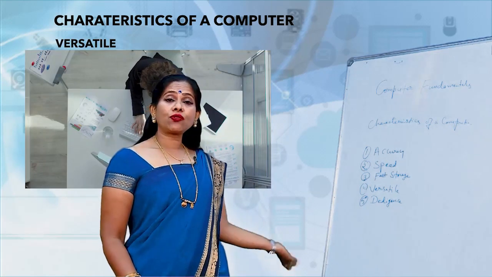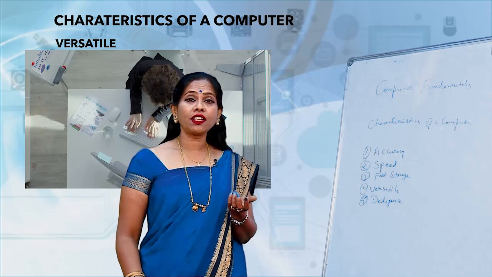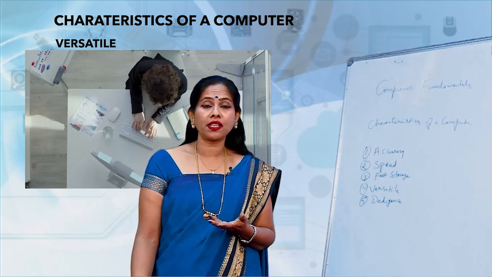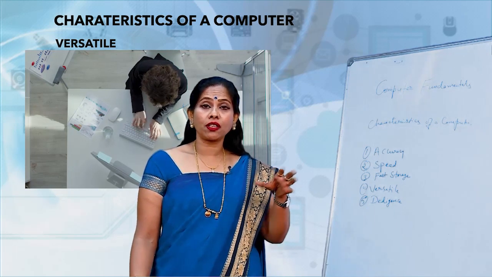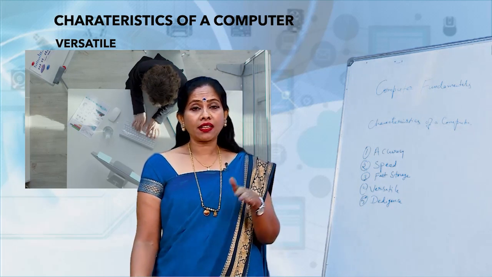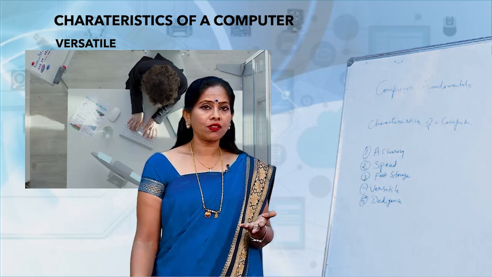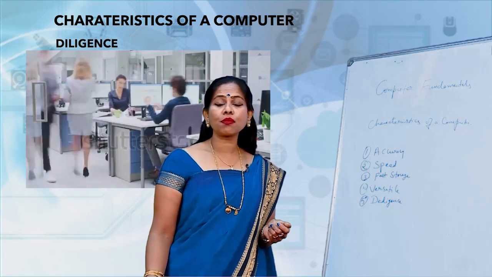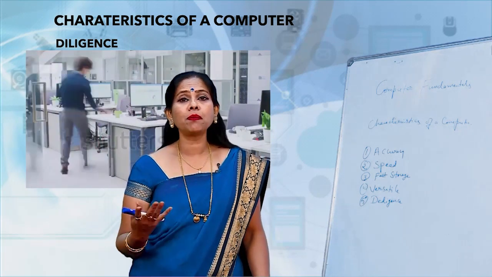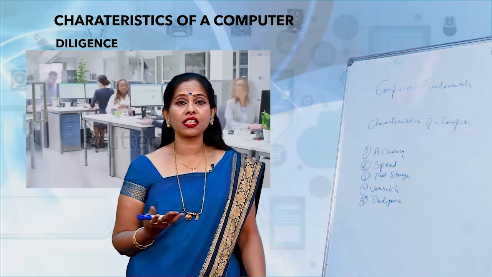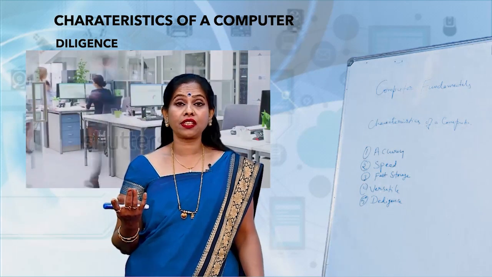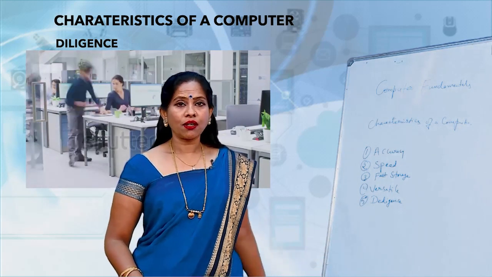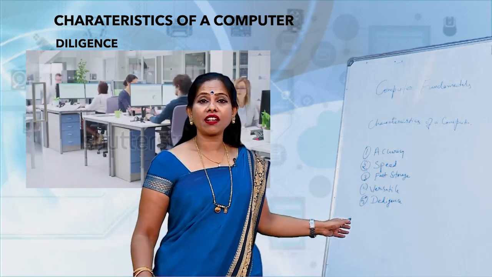And versatile. Versatility means you can use that computer for many purposes. For example, you can prepare your own PPTs, you can use that computer for documentation purposes, for calculation purposes, for many purposes. You can do multitasking in that, so it is called versatile. Diligence means it never gets tired. We human beings can work for at least 5 or 6 hours continuously, after that we will feel tired. So a computer does not get tired, so it is called diligence. Because of these characteristics, we are relying on computers.